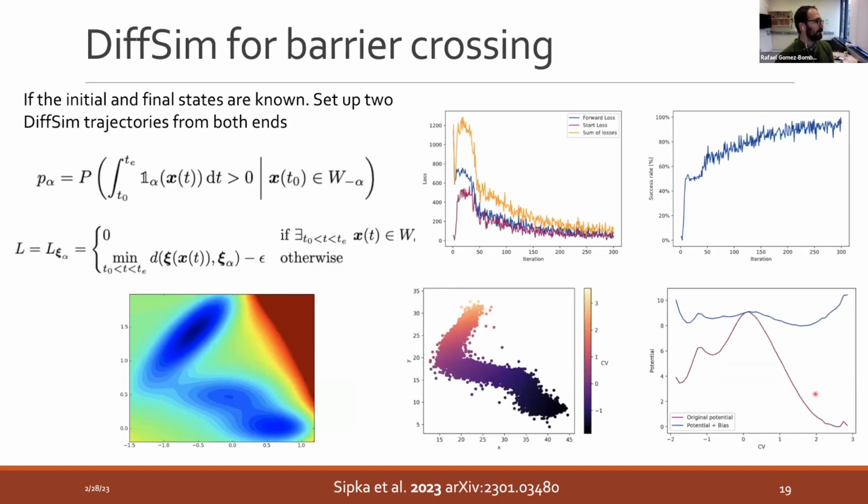And then in my last few minutes, I will talk about differentiable simulations for rare events. The rare event I refer to is barrier crossing. My problem statement here is I have a reactant and a product, right? My system can be defined as having initial and final states that I know of. And I want my molecular dynamics simulator to find the lowest free energy path, or the lowest energy path, that goes from one to the other.